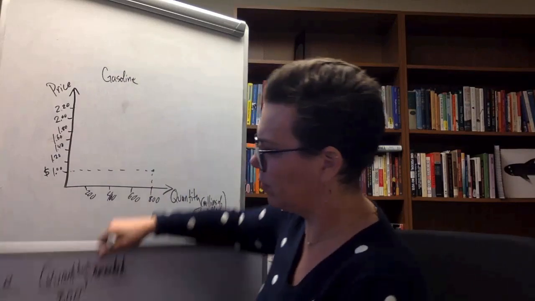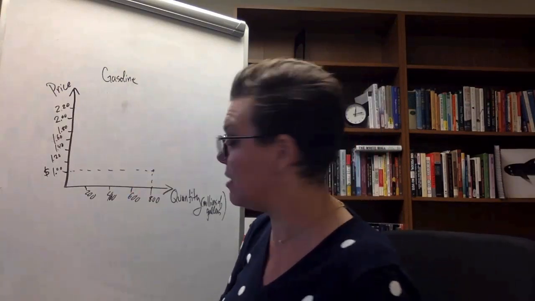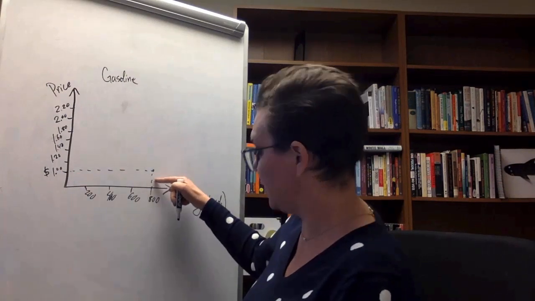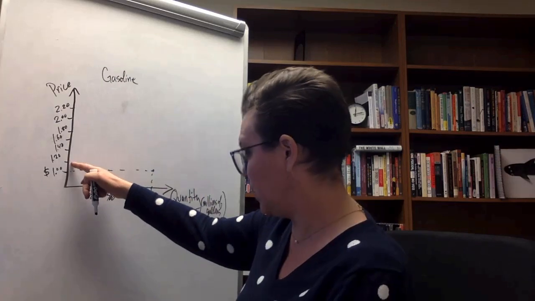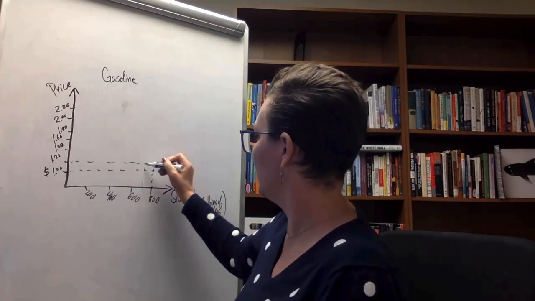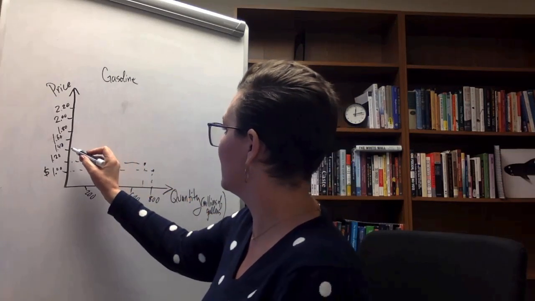So we have our first point here. Based on our demand schedule, we can start to derive a demand curve. So at $1, quantity demanded is 800. At $1.20, quantity demanded is 700. That's going to be right here. At $1.40, quantity demanded is 600.